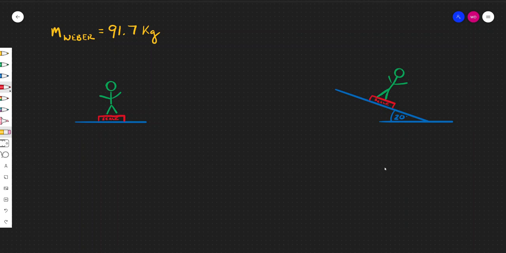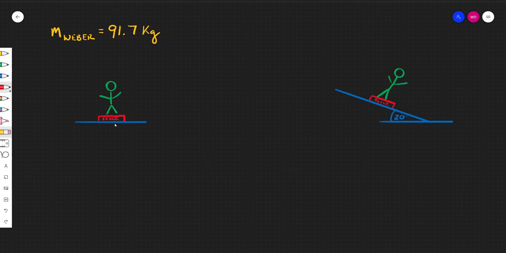Hi Wildcats. I wanted to make a video today that went through some of the things that we've talked about in class, specifically free body diagrams, net force, but then we've also introduced now what happens to forces when an object is at an angle. Okay, so we're going to go through two problems here.